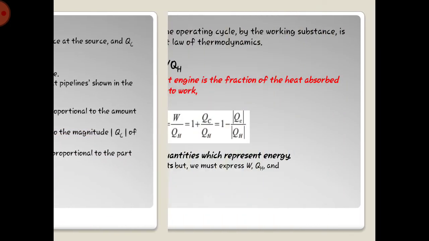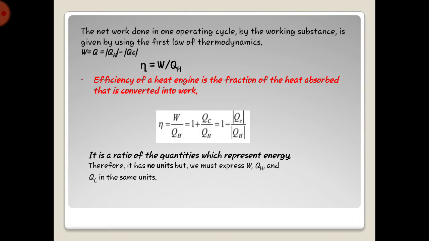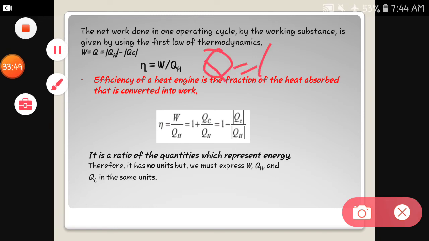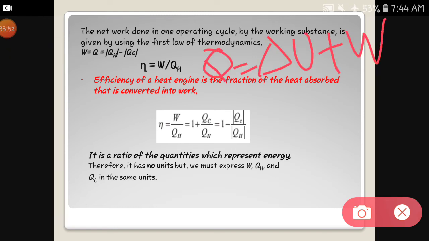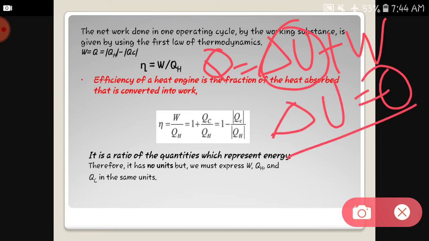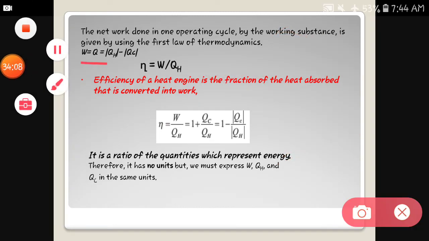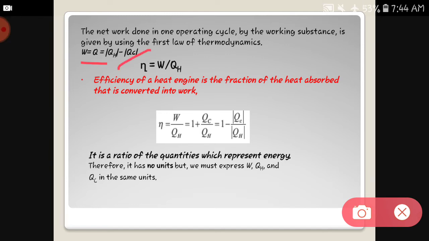Now the net work done will be what? The work done in one operating cycle by the working substance is given by the first law. What is the first law? Q is equal to delta U plus W. As it is a cyclic process, we said that delta U is nothing but 0 in case of a cyclic process. So the work done will be only Q, which is the heat provided to the system. So we can write W is equal to Q. So what is Q over here? It is nothing but QH minus QC.